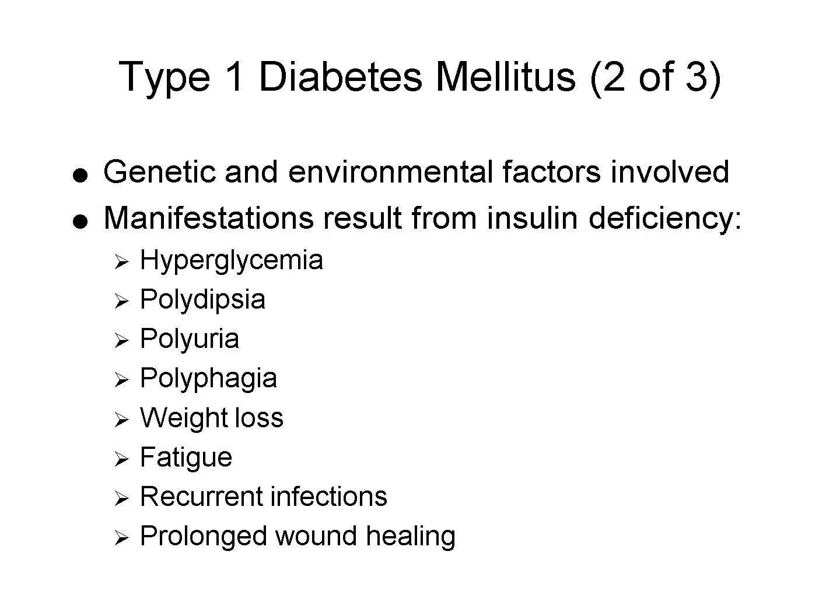Both genetic predisposition and environmental factors, such as viral infections or dietary triggers, contribute to the onset of type 1 diabetes. Common symptoms include hyperglycemia, polydipsia, polyuria, and polyphagia: excessive thirst, urination, and hunger. Weight loss, fatigue, and recurrent infections are also common. If left untreated, this condition can progress rapidly to diabetic ketoacidosis.